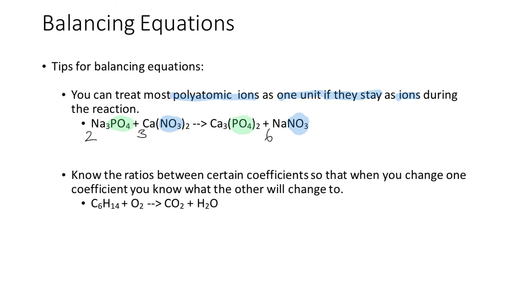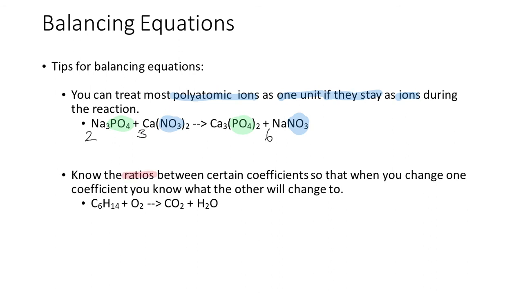So polyatomic ions, don't split them apart, because then you'd have to count out the oxygens here and the oxygens there. There's no point doing that. Just recognize that they all stay together, and then you can balance them a bit easier. This next one's really, really helpful, so we'll highlight it.